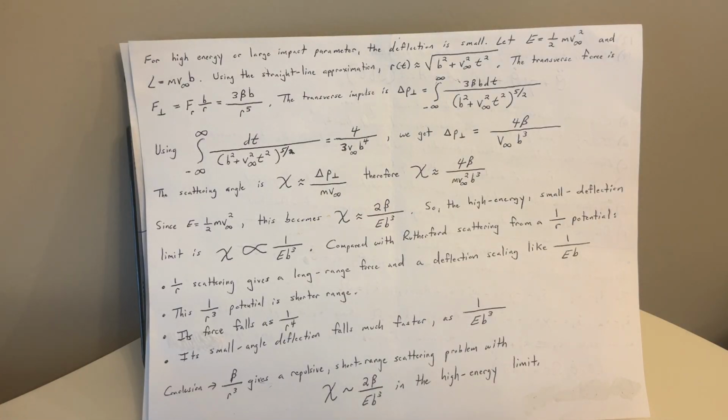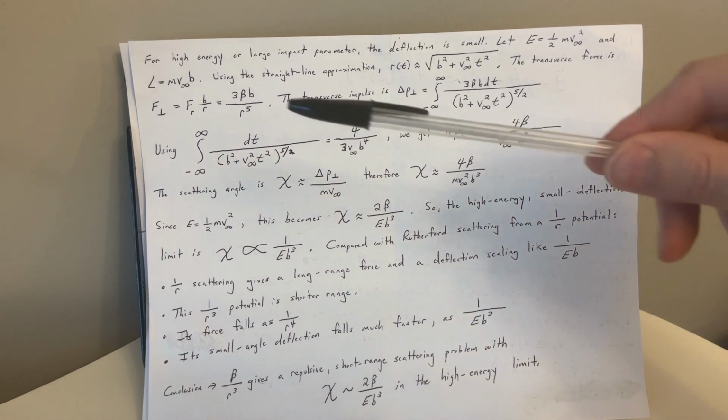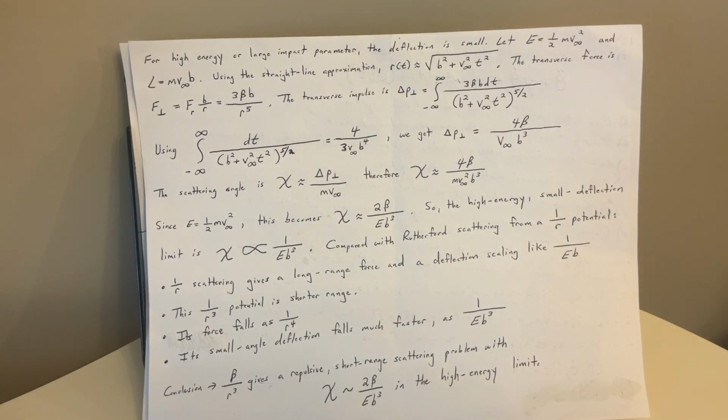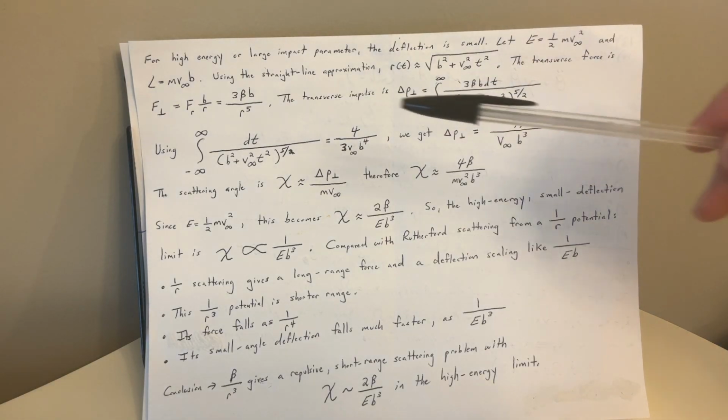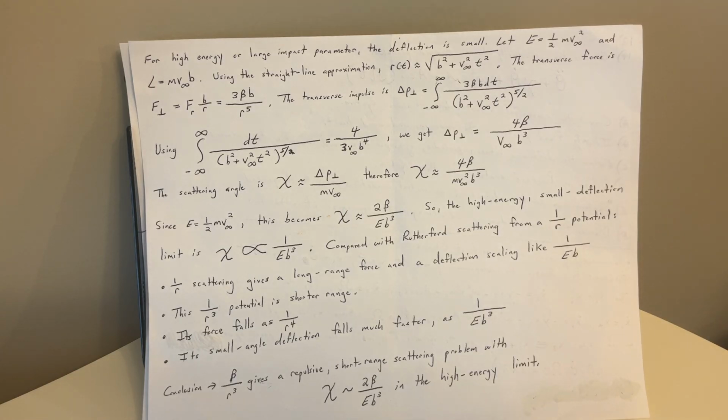Okay, so for high energy or large impact parameter, the deflection is small. We're going to let E equal 1/2 m v at infinity squared and L equal m v at infinity times b. Using the straight line approximation, r of t is approximately the square root of b squared plus v at infinity squared t squared. And the transverse force is F sub perpendicular equals F sub r times b over r, which equals 3 beta b over r to the fifth.